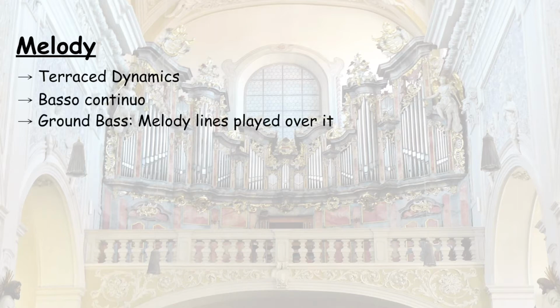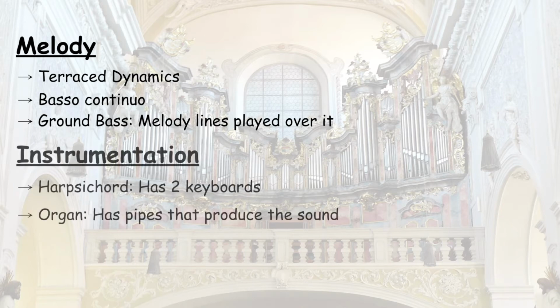Most pieces contain a basso continuo line, which is the accompaniment of a piece made up of a bass part, usually played by two instruments like a keyboard and a lower melodic instrument. Sometimes, there could also be a bass line that repeats throughout the piece, which is known as the ground bass, and the melody lines are played over it.